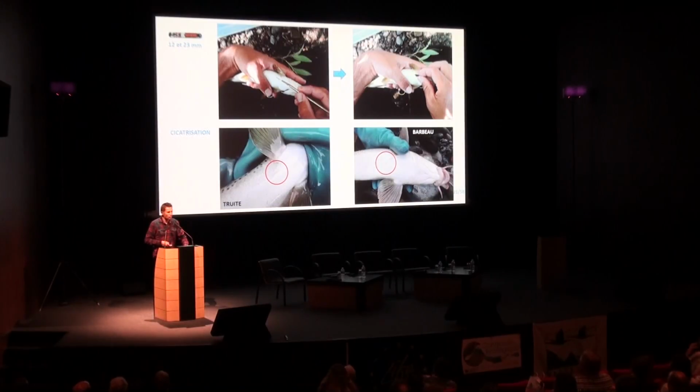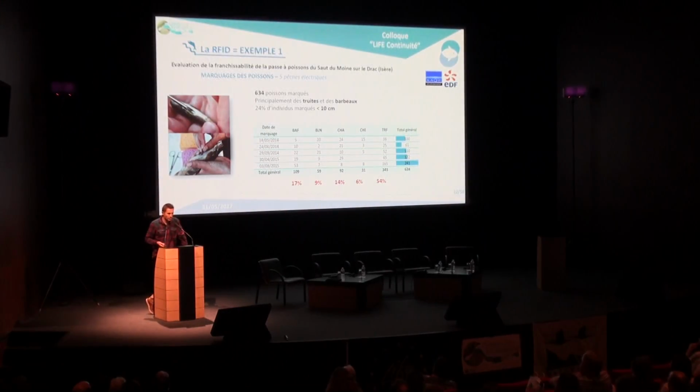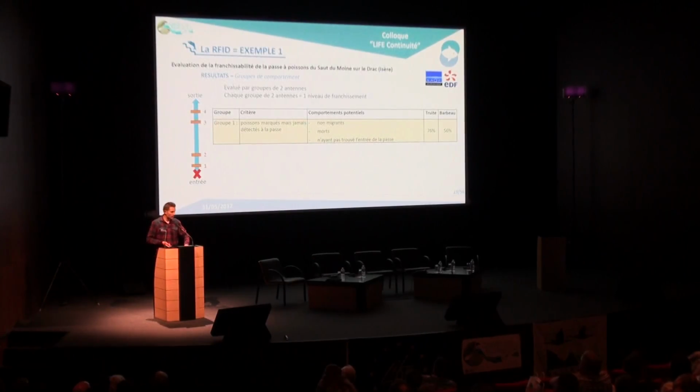For the marking, well, we take the fish, we make a small incision, we put the tag, and then after 3 months, you can see different levels of healing. 24% of the individuals marked were of less than 24 centimeters. We also marked Sophia and sculpins.